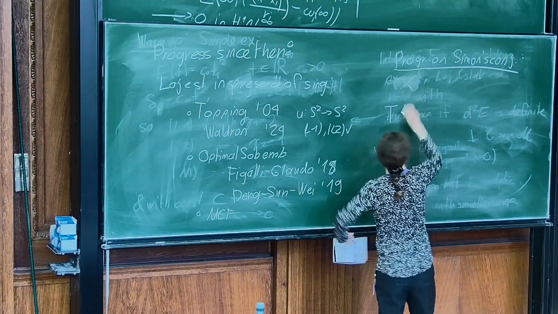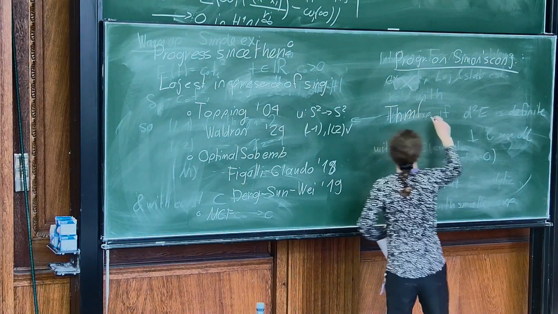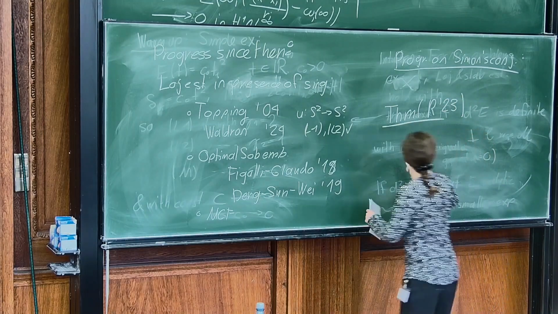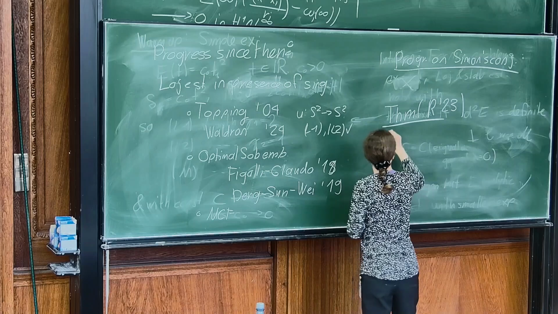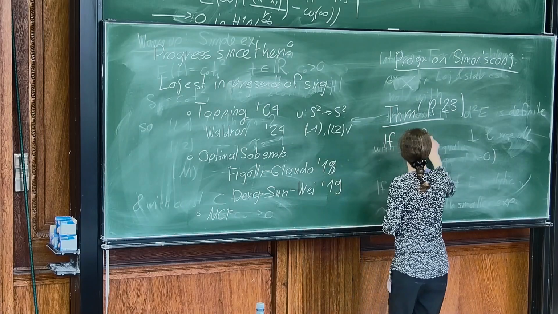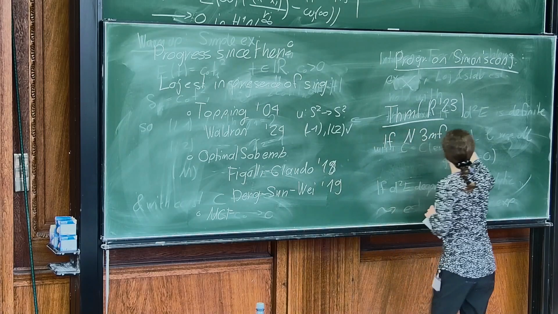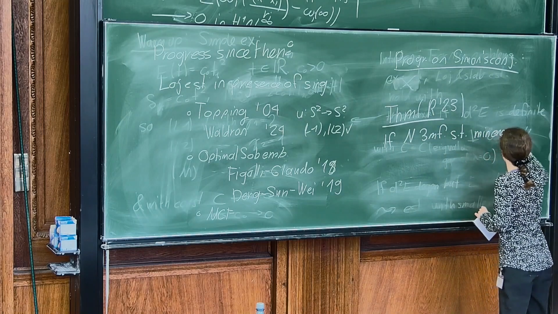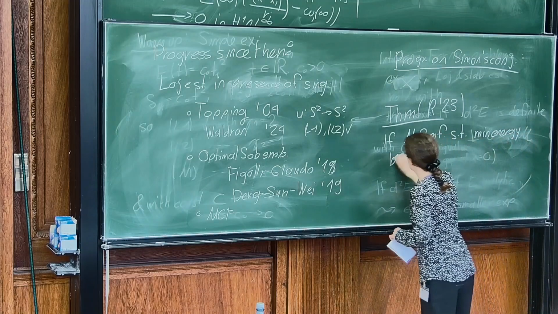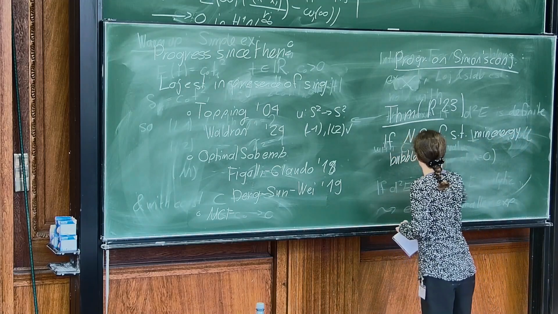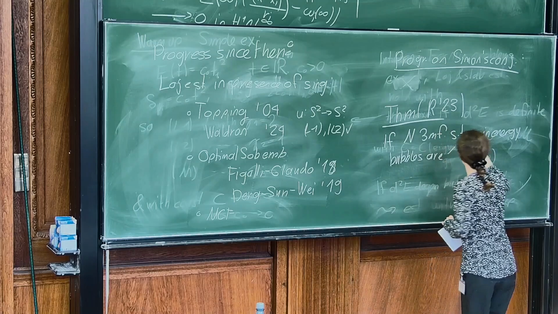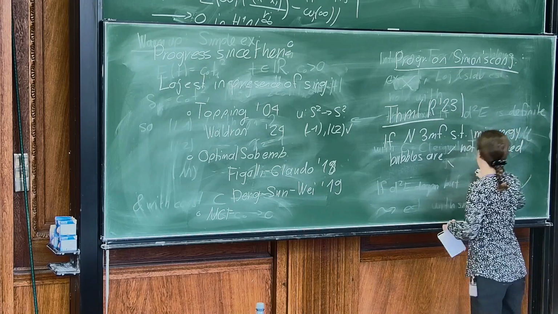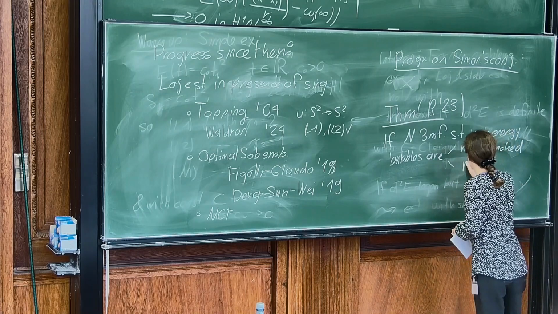So let me cross this out. Just some progress, from about a year or two ago. And this result is that if N is a three-manifold such that the minimal energy bubbles are nice, so they should be not branched, which is pretty intuitive, and they should be non-degenerate.